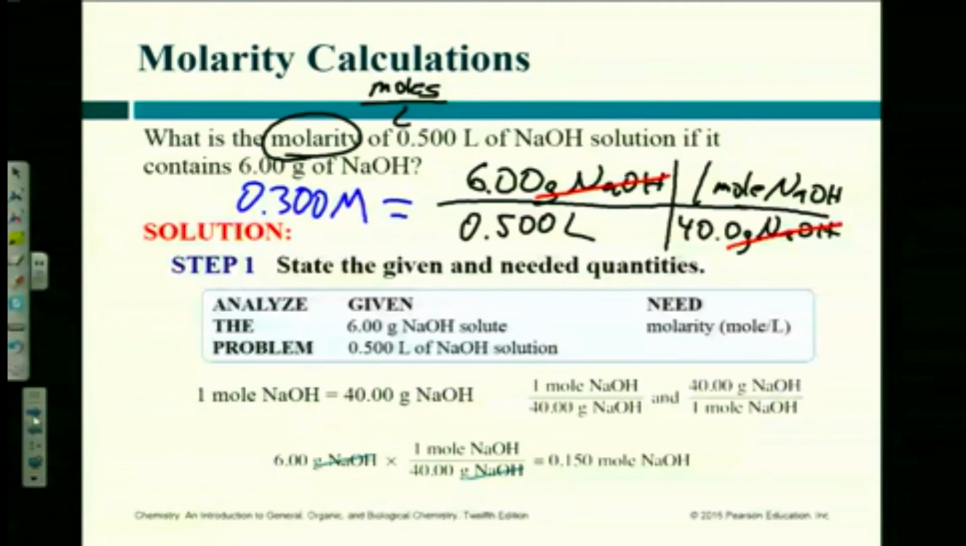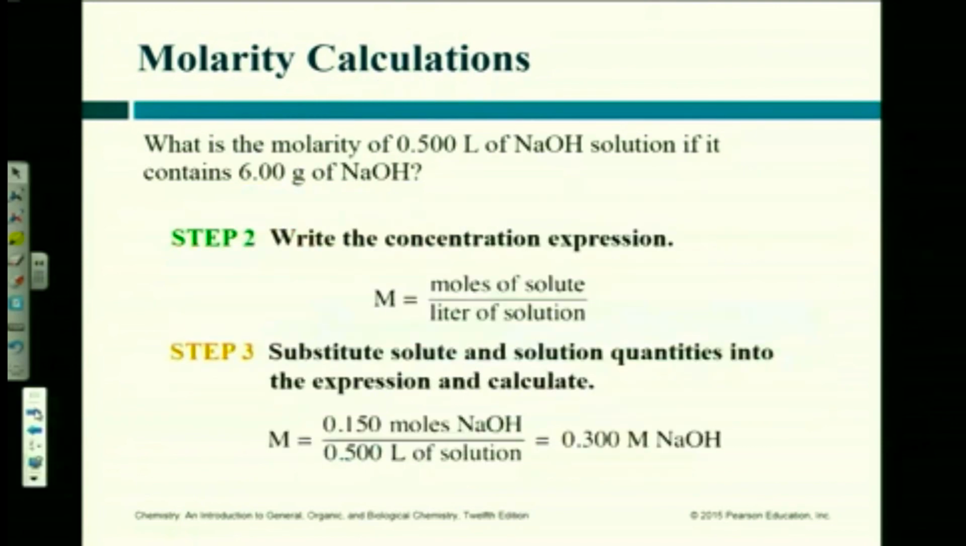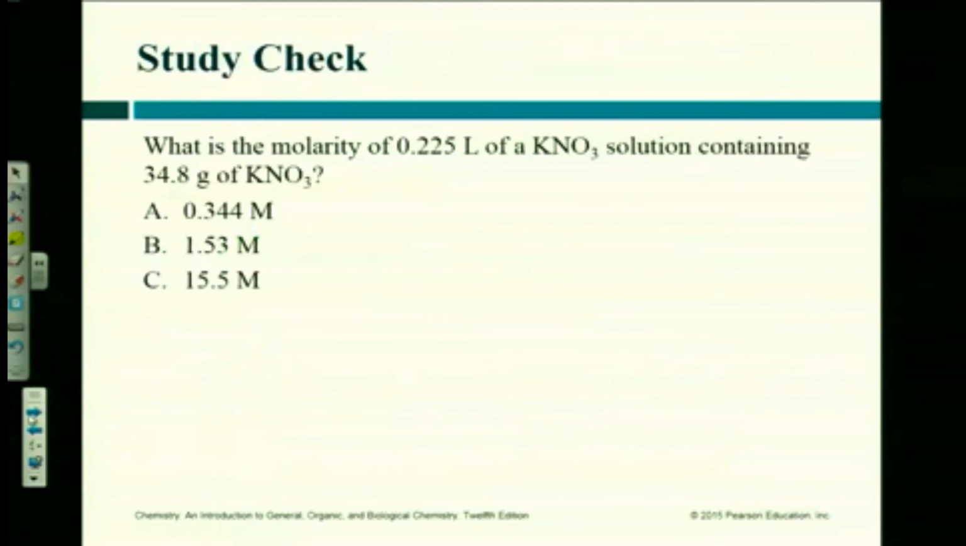Everybody sees how we got that? 6 divided by the denominator, which is 0.5 times 40, 20. So 6 divided by 20, 0.3, I guess. I can't do thirds in my head. Bless you. All right, well, you guys should be able to do this one then.